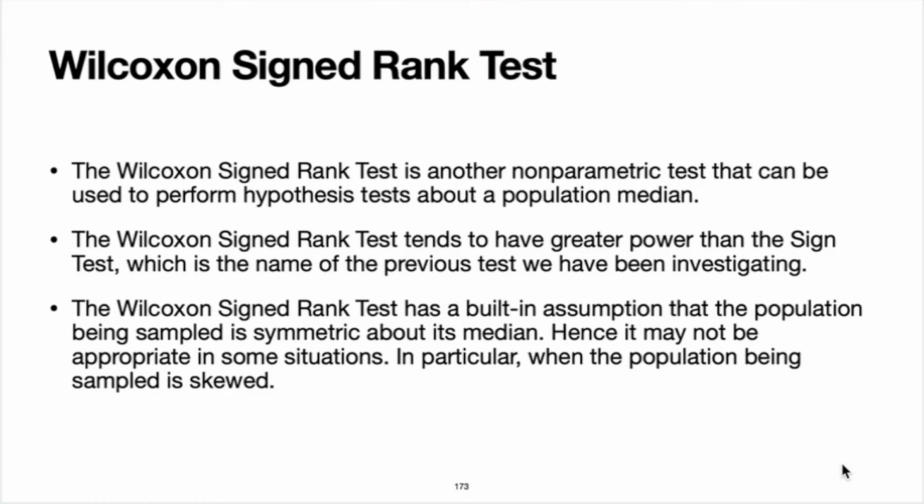And as a result of that transformation from high level data down to the lowest level of data, there's a loss of information, and it's that loss of information that really causes the power of that sign test to be quite a bit lower than, say, a t-test.